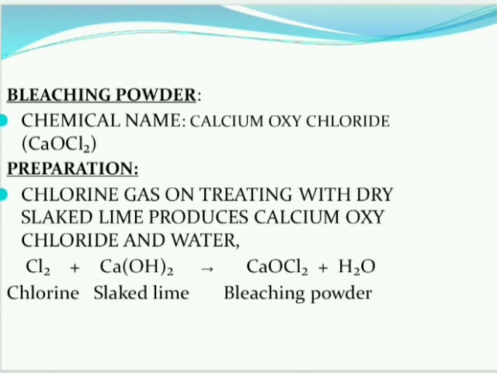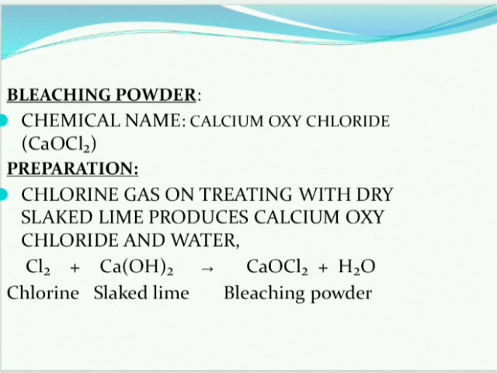Next, the second salt is bleaching powder. We all know about this bleaching powder. The chemical name of bleaching powder is calcium oxychloride, CaOCl2. Coming to its preparation, chlorine gas on treating with dry slaked lime. Dry slaked lime means here which is free from aqueous medium, free from water.